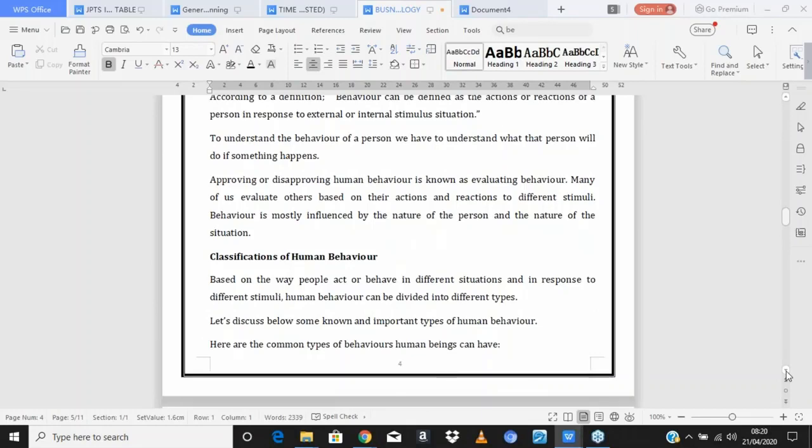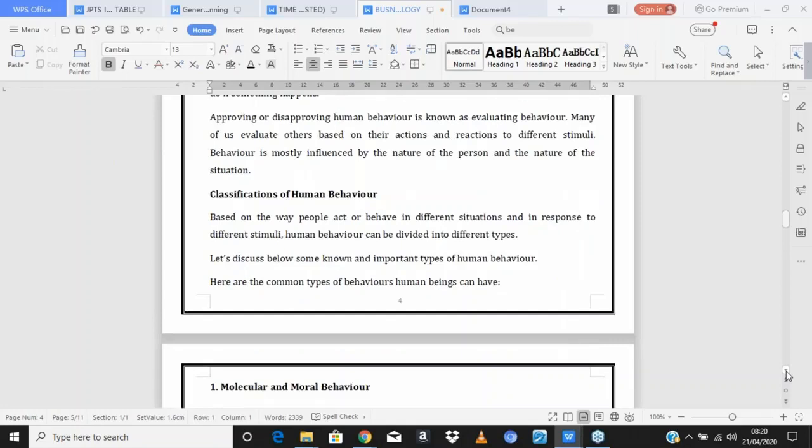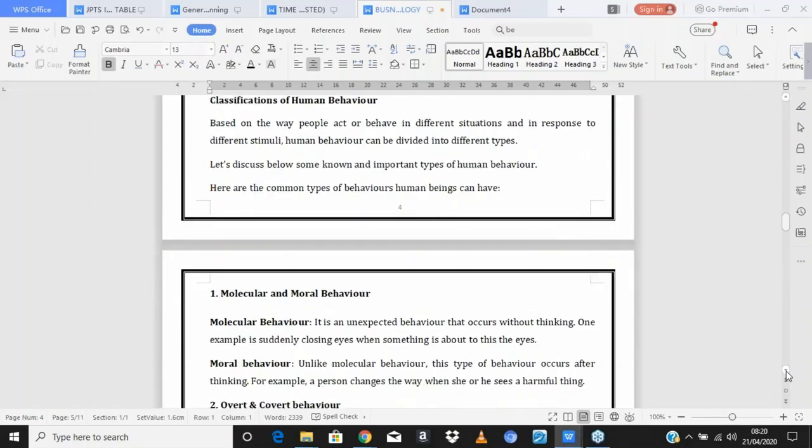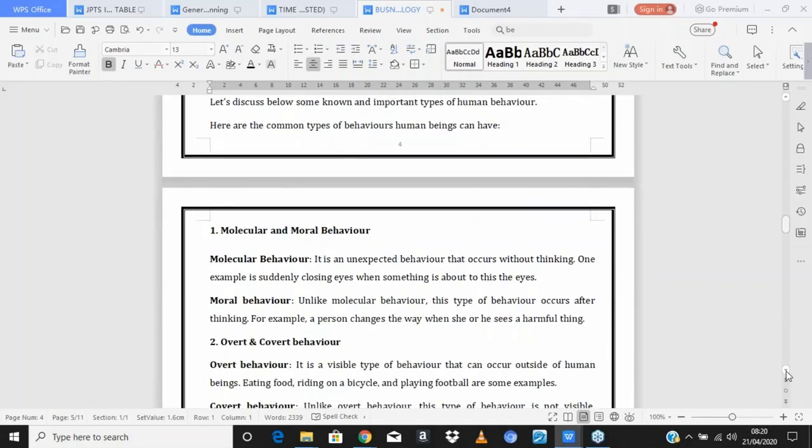Now, over the years, based on the way people act and behave in response to stimuli, when they have to talk, in their reactions and responses, we're going to be discussing the various forms of behavior that have evolved over the years. Now, the first form of behavior, I believe everyone is following me very keenly and you can hear me. Okay, now the first form of behavior is what we call molecular and moral behavior.